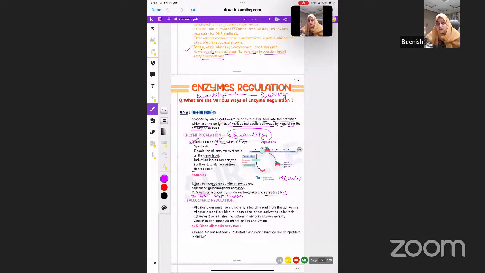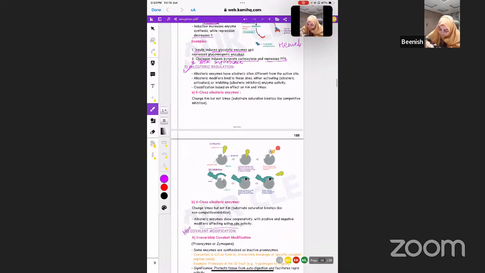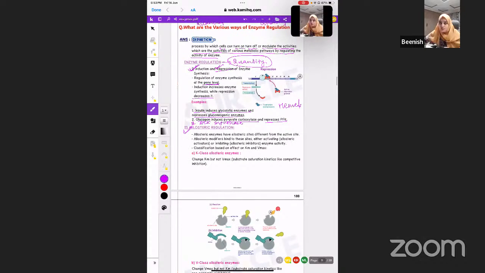Now the other way of regulating enzymes is through quality control. This quality control includes allosteric regulation and covalent modification. So let's talk about allosteric regulation first. This is when you are controlling the enzymes through their quality or catalytic activity. Now let's see what is allosteric regulation. Allosteric enzymes have allosteric sites different from the active site. So allosteric modifiers bind to these sites, either activating or inhibiting the enzyme activity.